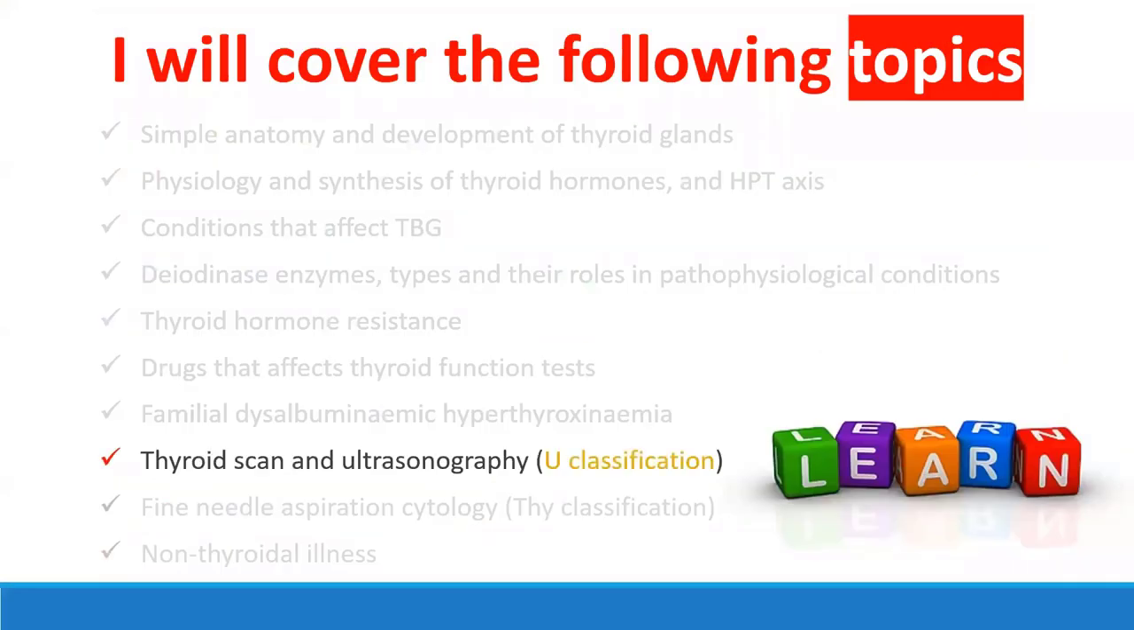I will cover thyroid scan and ultrasonography or U classification, which is very important and very essential in the exam. Fine needle aspiration cytology and cytology classification are also very important. Actually, in every exam, there are one or two questions about each item of this. And non-thyroidal illness is also very important in the exam. Actually, there is one question about non-thyroidal illness.